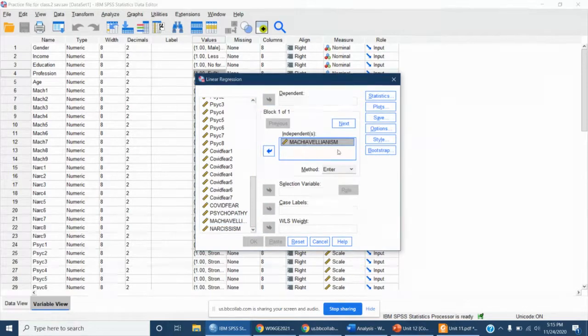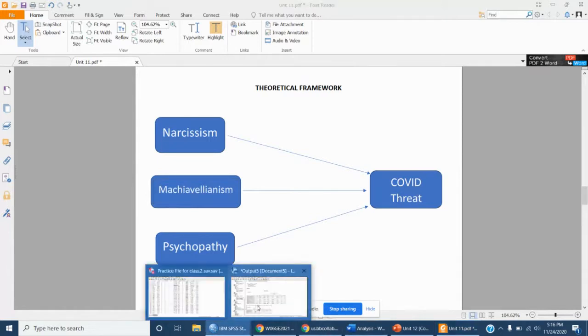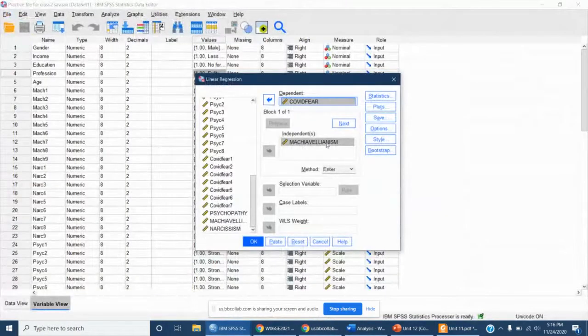I will put it in the box here, and then I will choose the index of COVID fear and put it in the dependent box, because it is clearly stated in my theoretical framework that Machiavellianism is an IV, and COVID threat is basically a DV. So I have placed my IV, Machiavellianism, in the independent box and COVID fear in the dependent box.